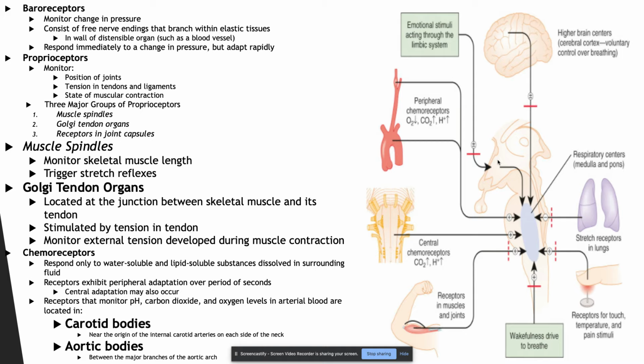Proprioceptors monitor the position of joints, the tension of tendons and ligaments, and the state of muscular contraction. There are three major groups of proprioceptors. We have the muscle spindles. Muscle spindles monitor skeletal muscle length and trigger stretch reflexes. You have the Golgi tendon organs. Golgi tendon organs are similar in function to the Ruffini corpuscles, but are located at the junction between the skeletal muscle and its tendon. In a Golgi tendon organ, dendrites branch repeatedly and wind around the densely packed collagen fibers of that tendon. These receptors are stimulated by tension of the tendon, and they monitor the external tension that's developed during muscle contraction.